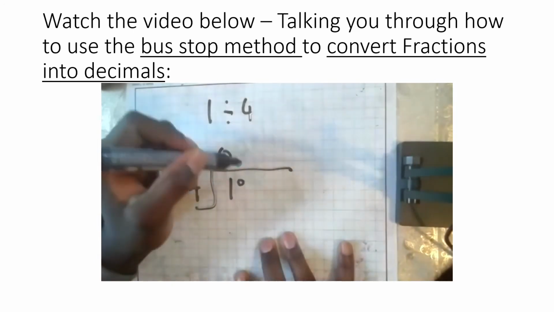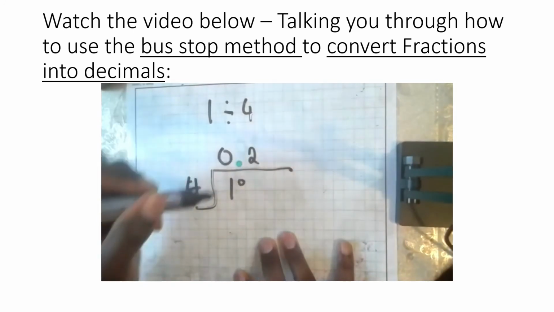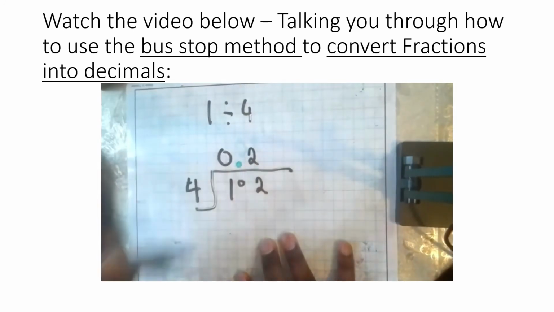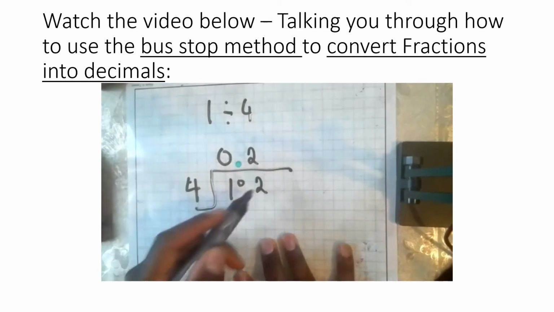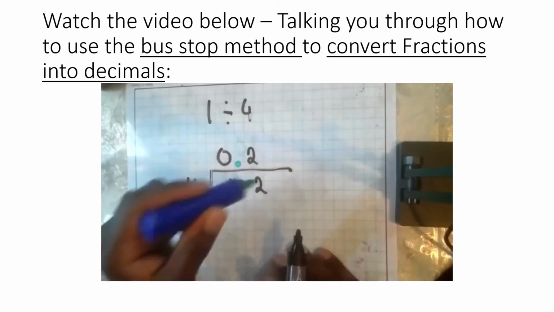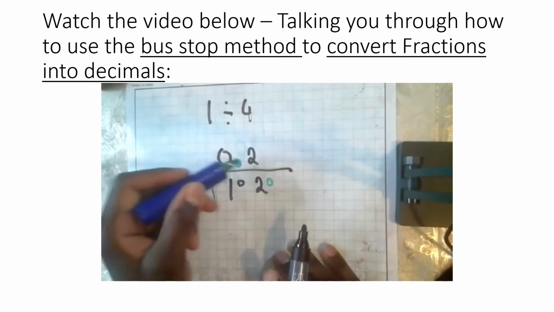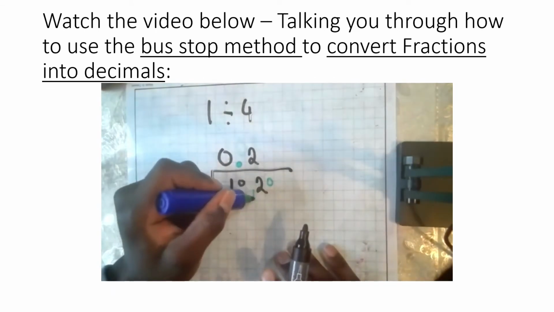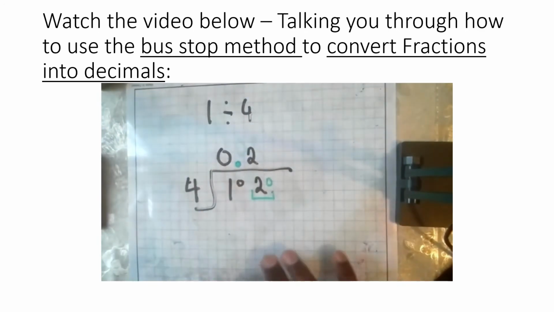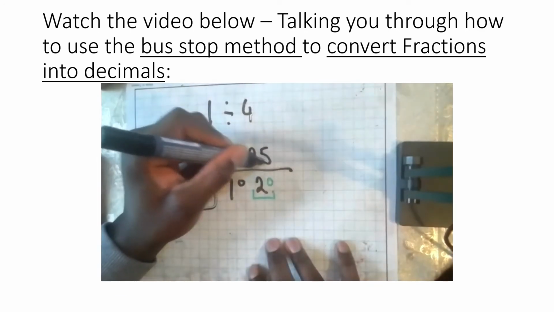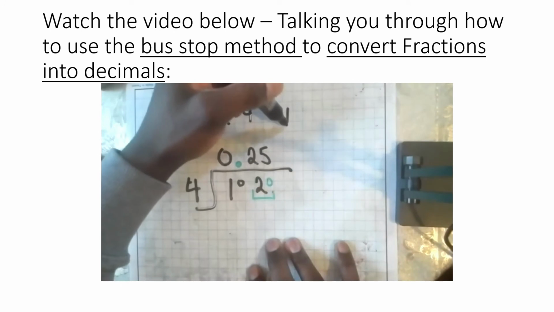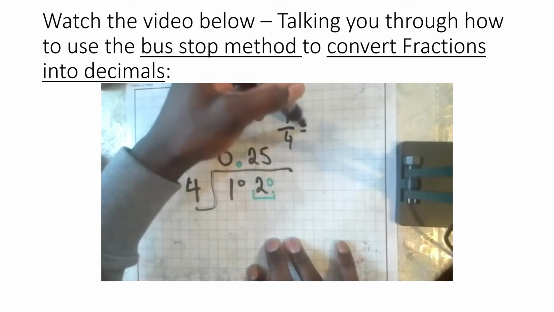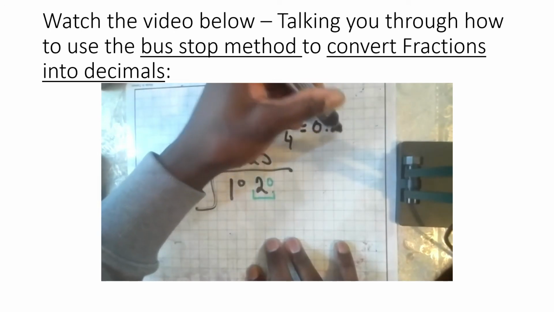How many 4's go into 10? Well, 2. Remainder 2. How many 4's go into 2? None, so we need to add the 0. Now what you don't have to do is add another decimal point, because that would mathematically make sense, but you just add your 0 here and you look at it as 20. How many 4's go into 20? 5. So when we convert 1 over 4 into a decimal, we end up with 0.25.